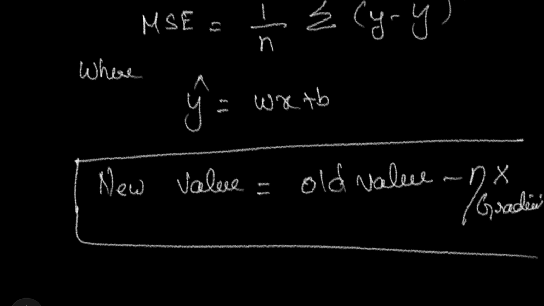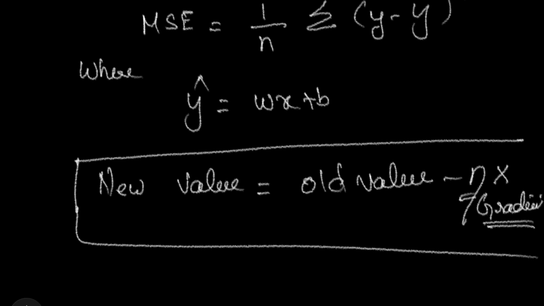Eta is the learning rate, and the gradient is the direction of maximum increase in the error. The important rule in gradient descent is that if the gradient is positive, you have to decrease the value. If the gradient is negative, you have to increase the value. This is what you have to do in gradient descent.